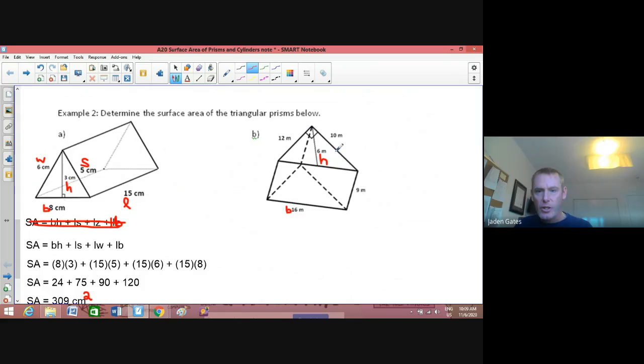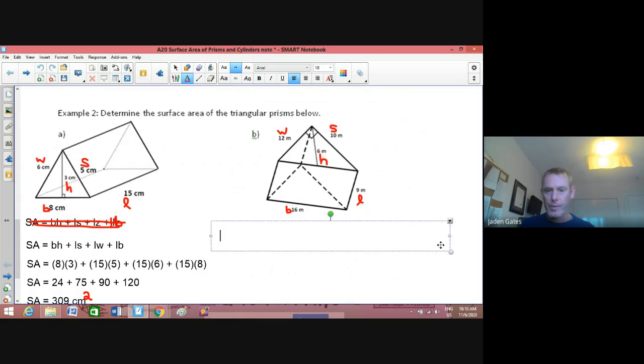These are the side edges of that triangle. So one's the W. So I'm going to say 12 is the W, and 10 is the S, which makes the 9 here the length. Again, sometimes that's the hardest part, but I like to label my diagrams because now I'm going to use my formula and substitute in just like I did before. So I have surface area is equal to base times height. So my base was 16.